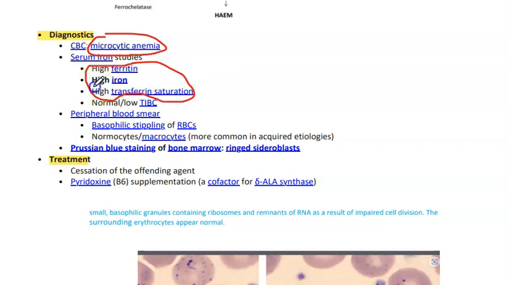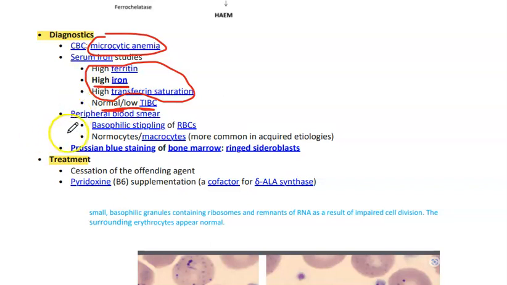This is the only anemia having high iron, because iron cannot get into the heme synthesis. So iron accumulates in the mitochondria and the iron level increases. So we will have high ferritin, high iron, and high transferrin saturation, but we will have low or normal total iron binding capacity. So these are the main points which you should remember.